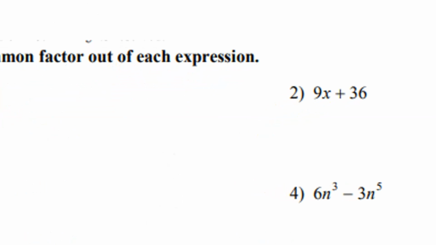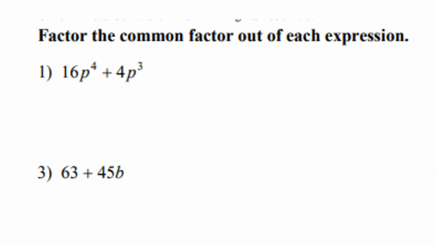Okay. So let's look at number one. We're looking for our greatest common factor. So if we're looking at just the numbers, what divides evenly into both 16 and 4? What's the largest thing? Well, the answer to that question is 4, right? Because 4 times 4 would be 16. And then we have 4 times 1 is 4.